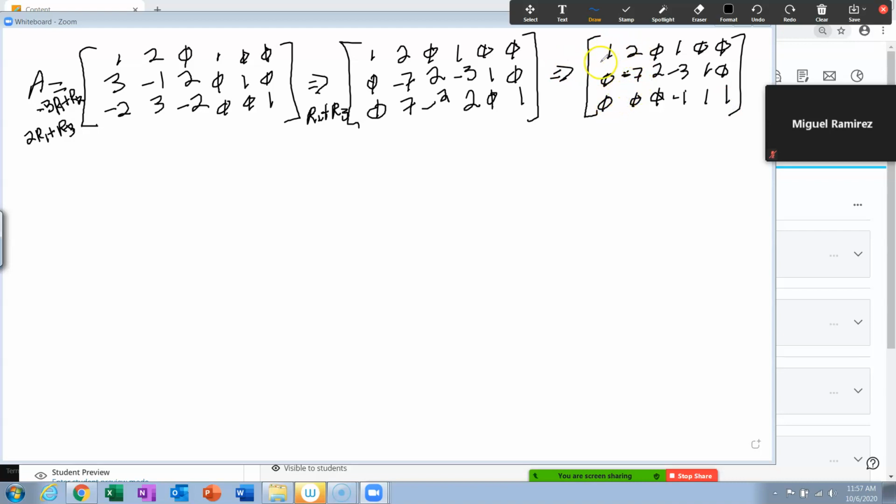You are not going to get an identity matrix here. You can't get it with a 0 being there. There's no way you can make that a 1. So this is non-invertible or singular. Means the same thing.